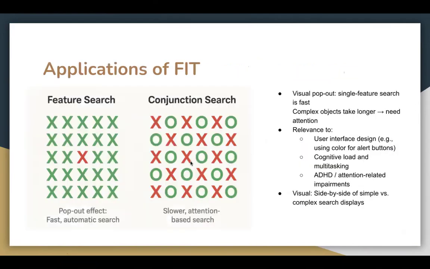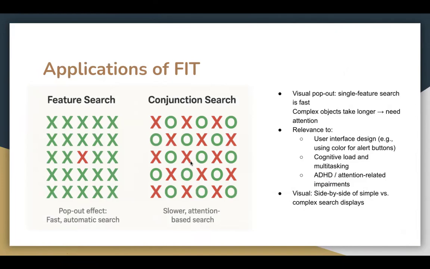Now to go into the actual applications of FIT, FIT helps explain why some searches are easy while others take effort. On the left side, we see a feature search. The red X stands out immediately among all the green X's, and this is fast and automatic because the color red is unique and pops out in the pre-attentive stage. But on the right side, we see a conjunction search. The target, a green O, shares features with distractors like red O's and red X's, so we need focused attention to bind the correct shape and color.